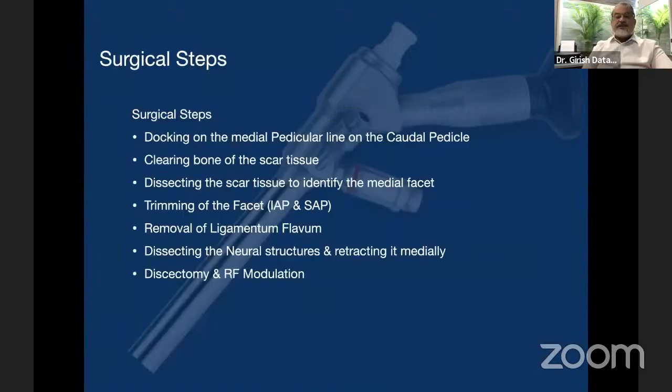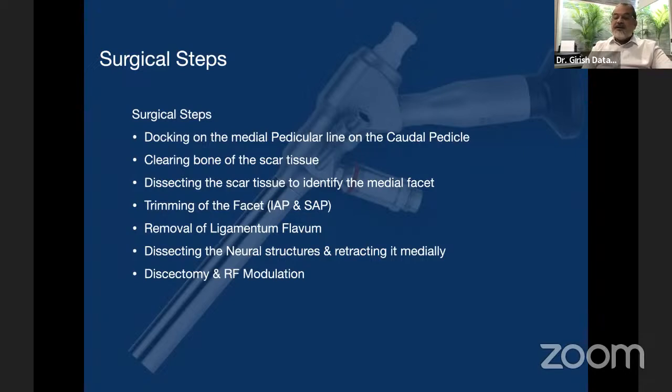So what are the surgical steps that we follow when we are doing a revision surgery? First is the docking, which is the most important thing. So identifying the medial pedicular line and, on the caudal pedicle, clearing the bone and the soft tissues. There's a lot of scar that lies on the bone itself, on part of the pedicle and the caudal lamina. That needs to go away before you actually find the edge of the bone and the edge of the pedicle.